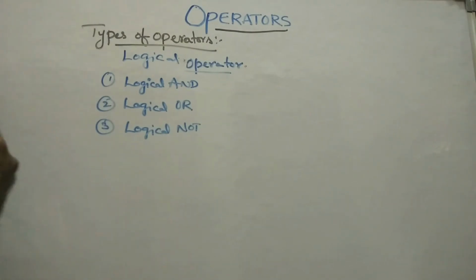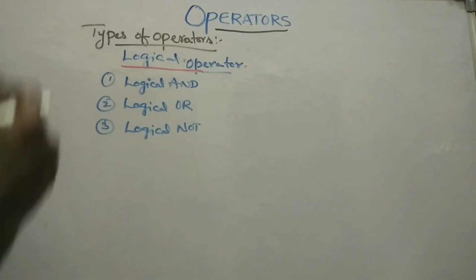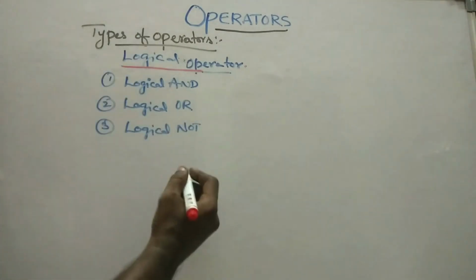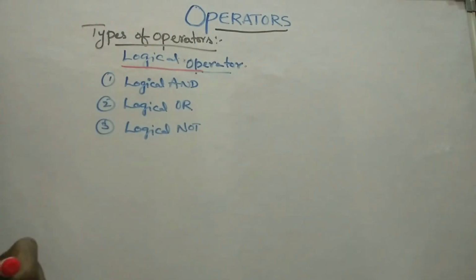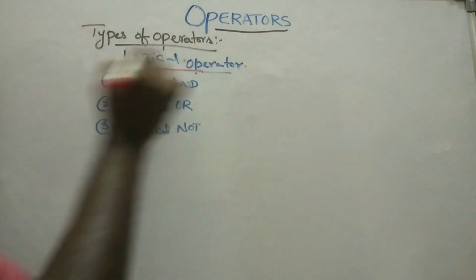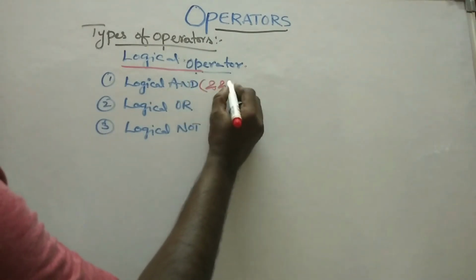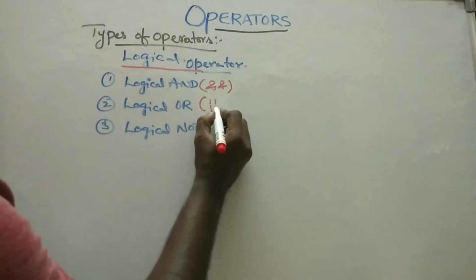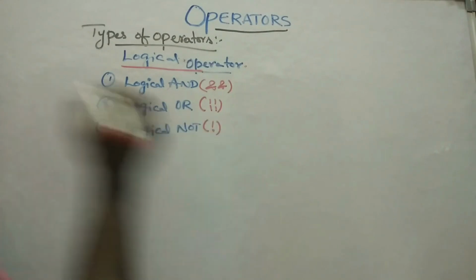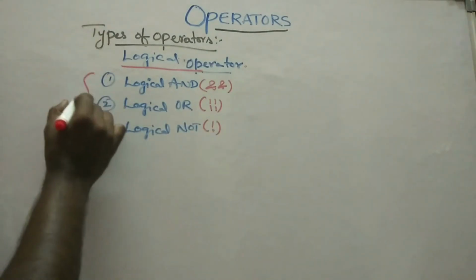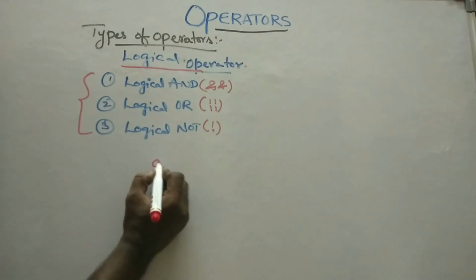Where can we use these logical operators? The logical operators are used in between two relational expressions. They are always used in between the two relational expressions. What are the logical operators? Logical AND, logical OR, that is a pipe symbol, and then the NOT symbol. Where you use these operators, there are two relations.